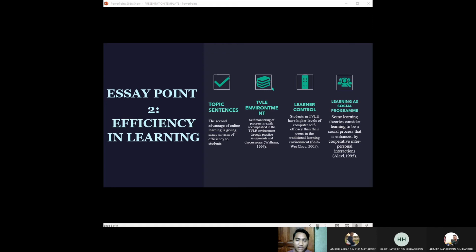Last, from Avali 1998, there are also some learning theories that consider learning to be a social process that is enhanced by cooperative interpersonal interaction. For example, students collaborating on a task can have a positive impact, because students can cultivate the nature of cooperation with each other. Not only that, but students can also share their knowledge in completing assignments.